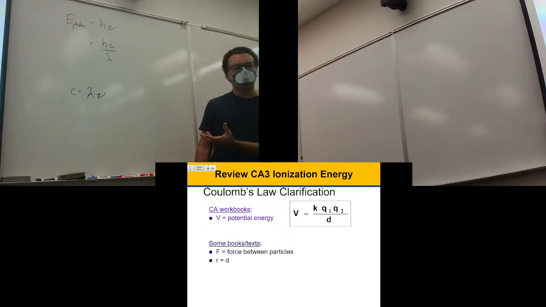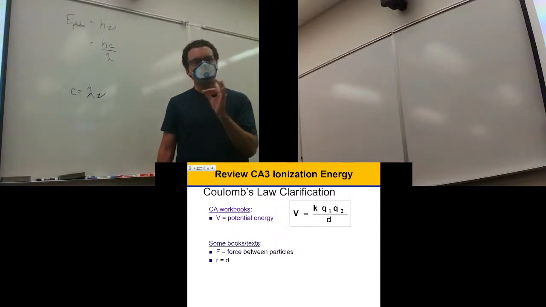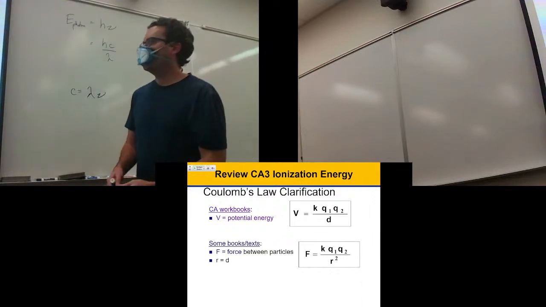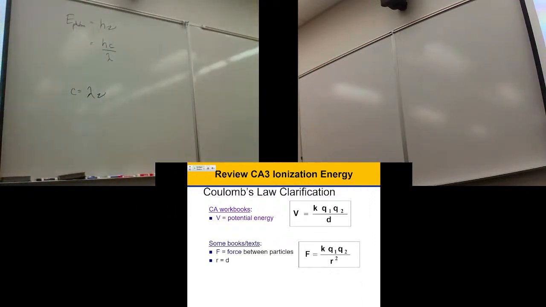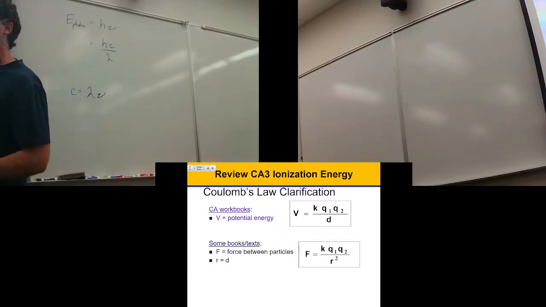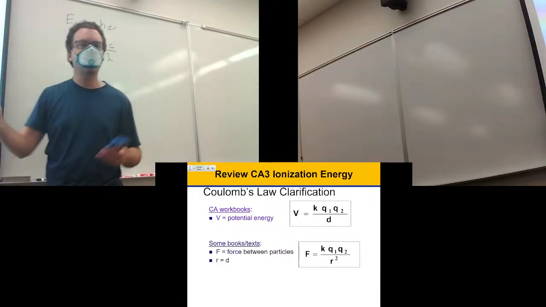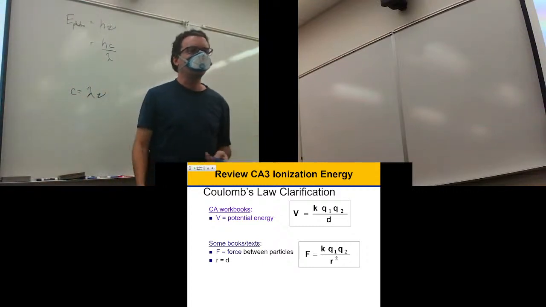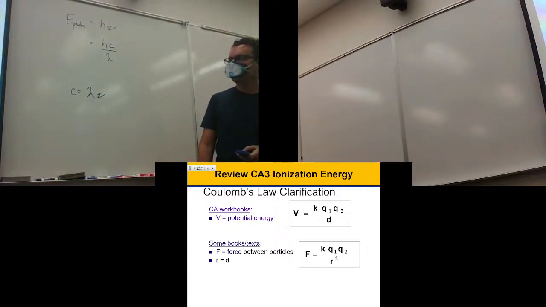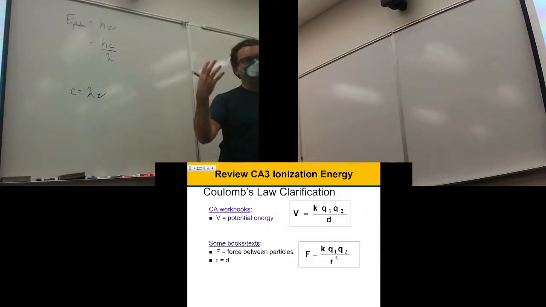If you look it up online, or in other textbooks, you might see Coulomb's law referred to with a slightly different equation. You might see a force rather than a potential energy. And if that's the case, all that changes is that instead of just plain distance between the two particles, there is a distance squared. R and D are the same. They call it radius instead of distance, but it's still a length. But these are essentially the same. It's just interpreting it using an energy or a force.